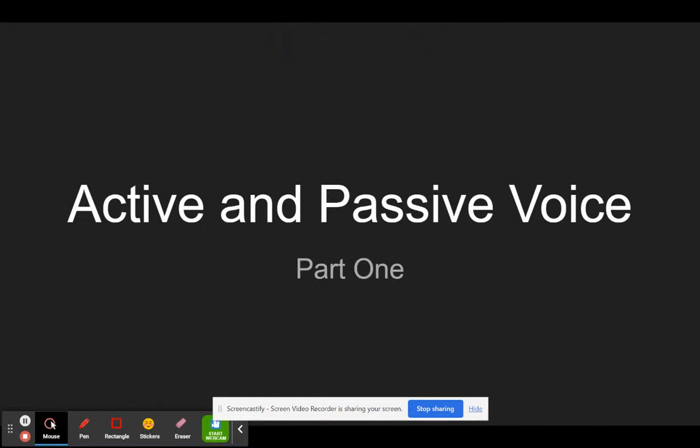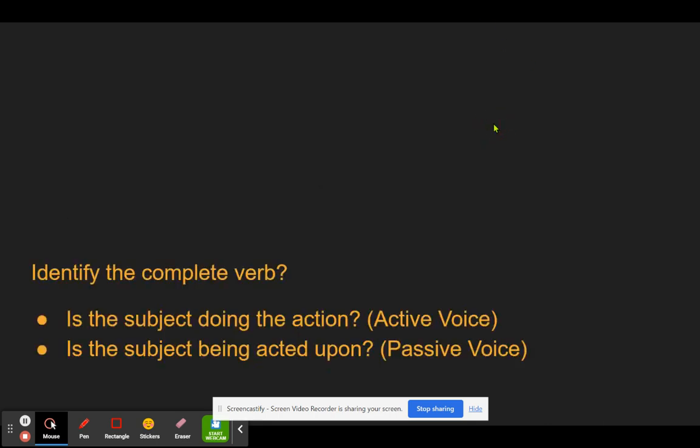In Unit 1, we're going to be looking at active and passive voice in a sentence. And essentially, what that means is we're trying to figure out if the subject is doing the action or if the subject is receiving the action of the main verb in the sentence. So if the subject is doing the action, we call that active voice. If the subject is being acted upon or receiving the action, it is being passive, not active. So we are calling that passive voice.